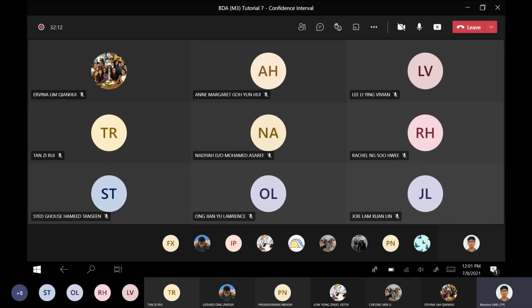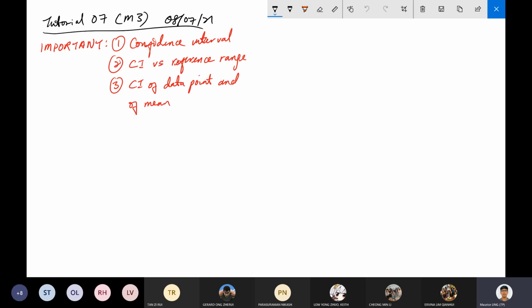Okay, so this week what we are doing is on confidence interval, which is your tutorial 7. So for the quiz next week, next Friday, it is up to and inclusive of this chapter.